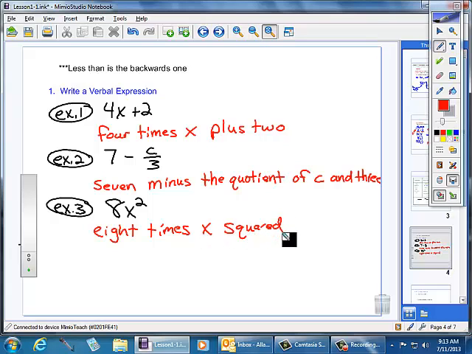Some number x squared. Or I could write 8 times x to the power of 2. Also acceptable. Okay, here we go. Let's do one more example, a little more challenging. Example 4. How about this one? Can you write this in words?